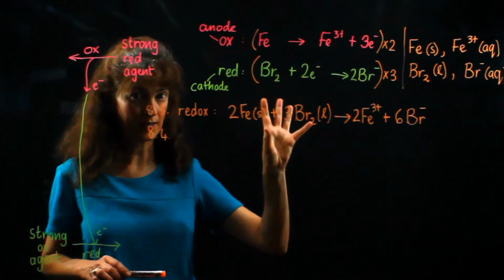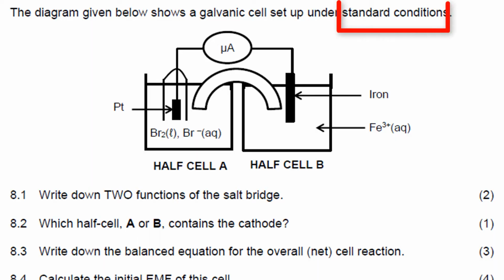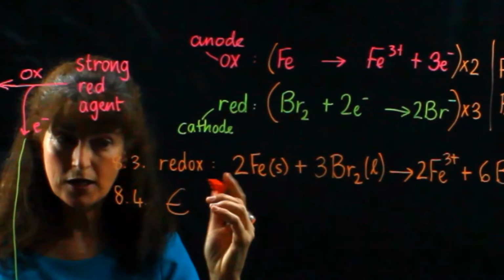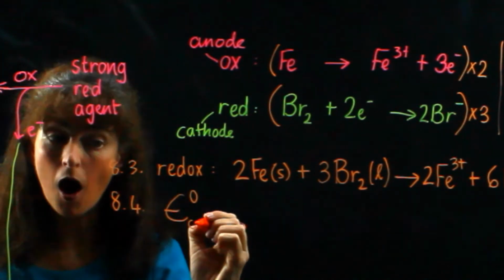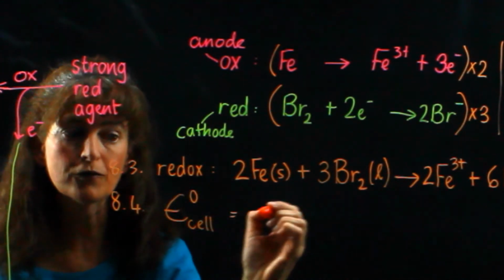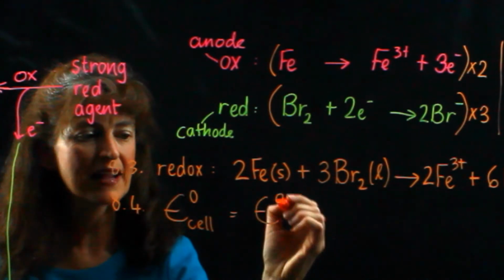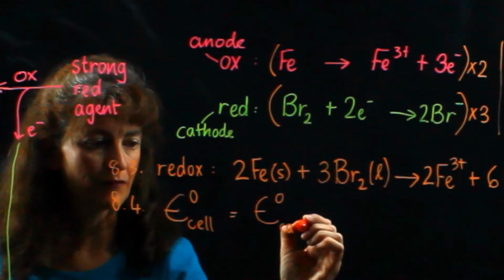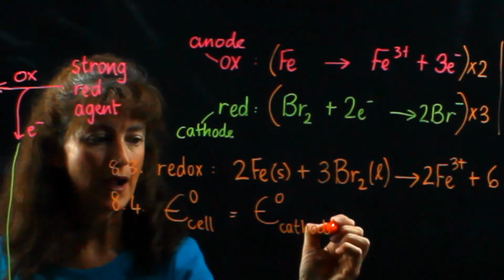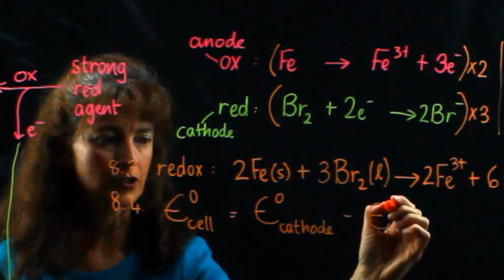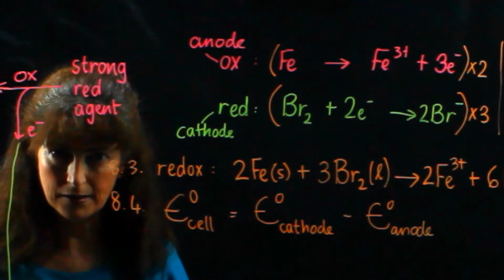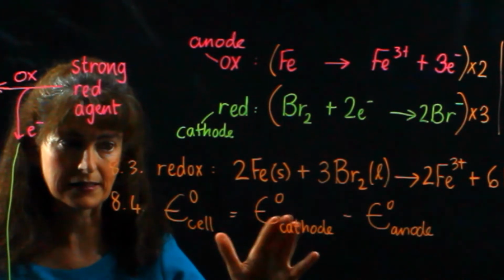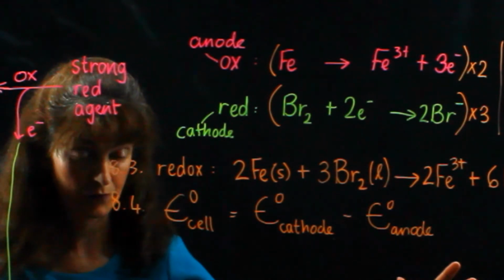And we notice in the question that this is under standard conditions. So this question is asking what is the standard potential difference of this cell? And we know that the formula is standard potential of the cathode minus the standard potential of the anode. And be careful not to simplify this to make it wrong by just saying something like cathode minus anode.